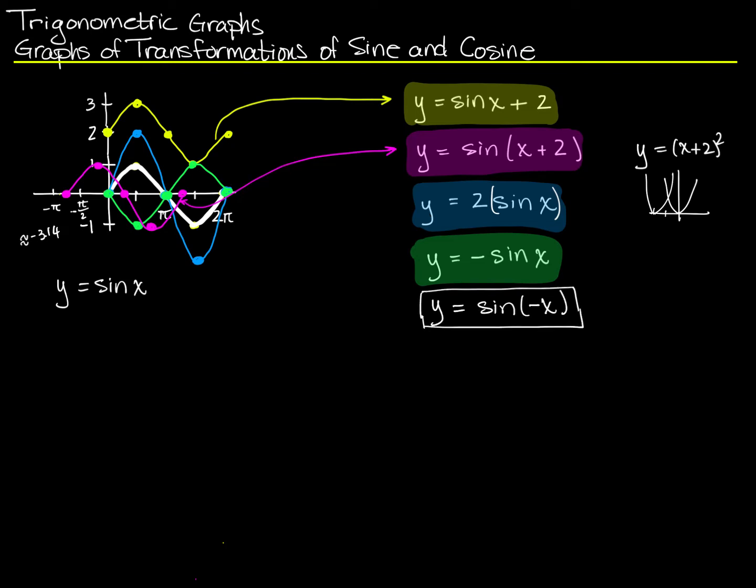Keep in mind that my original white function here is y equals the sine of x. That's this big fat white line right here. I'm going to graph y equals the sine of negative x, also in white, but it'll be a thinner line.